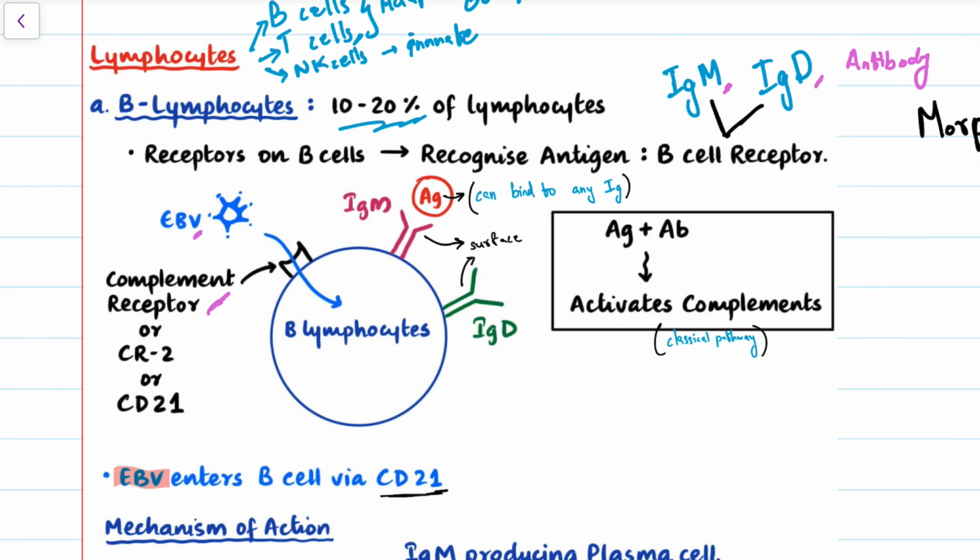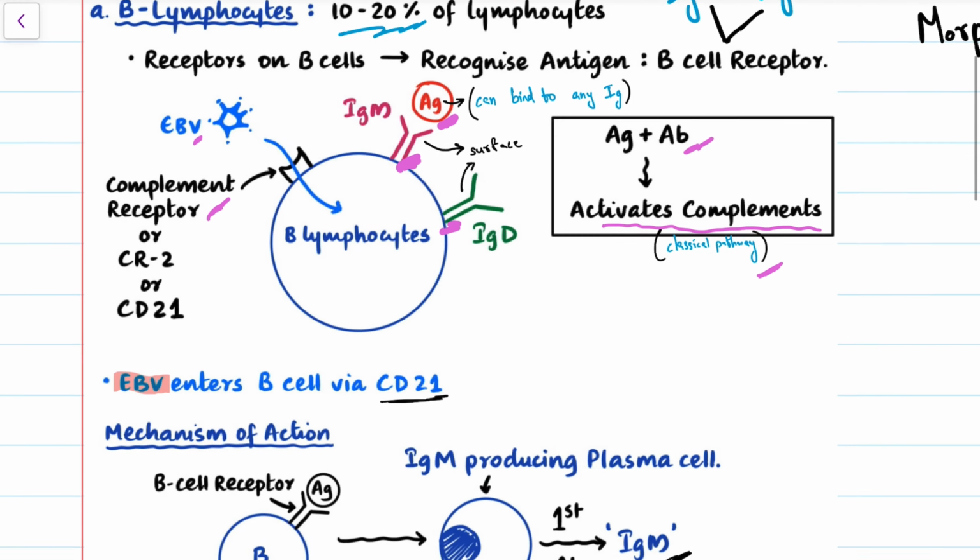Since these B cell receptors, or else these immunoglobulins which are present in the B cells, do their function, they go and bind with an antigen. So what happens when an antigen and antibody combine together? It causes activation of the complement system. In this case, an antigen-antibody complex is formed, right? So it activates the classical pathway in the complement system.